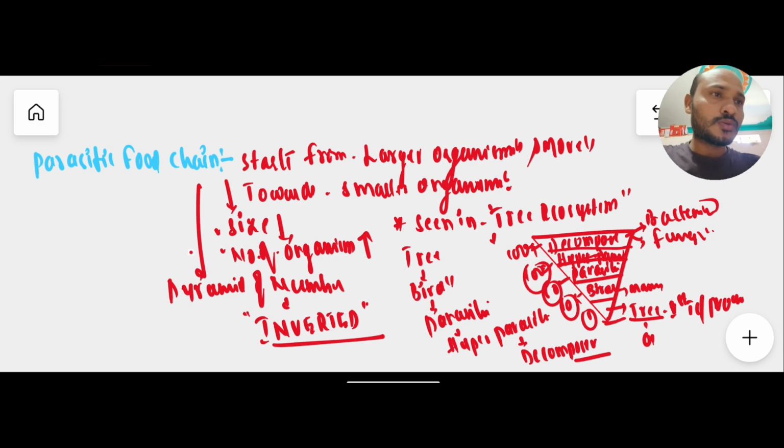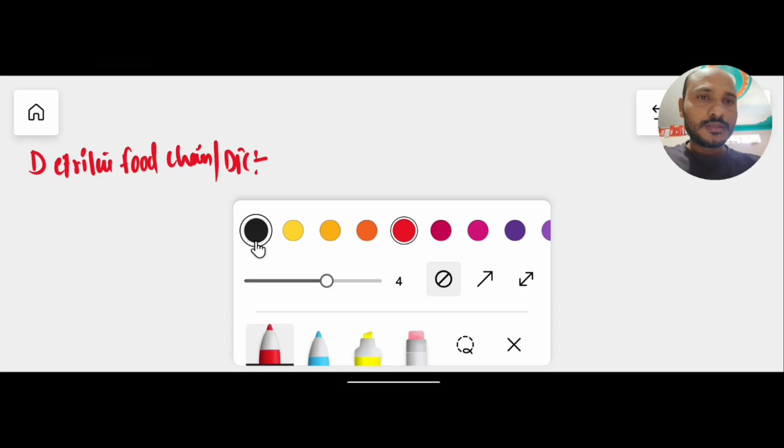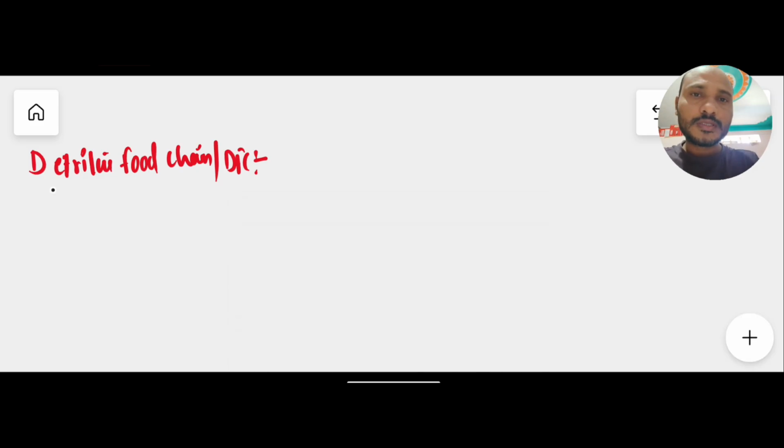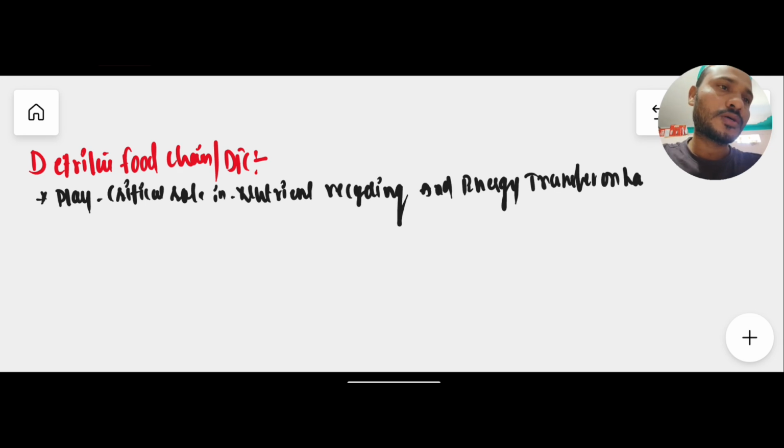Now we move on to one more important food chain, that is the detritus food chain, or simply we can say DFC. Here the DFC plays an important, critical role in nutrient recycling and energy transfer on land. How? We will discuss. Why? Because without DFC, there is no transfer of energy which generally occurs on land.